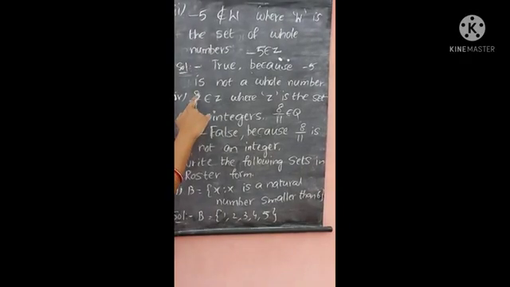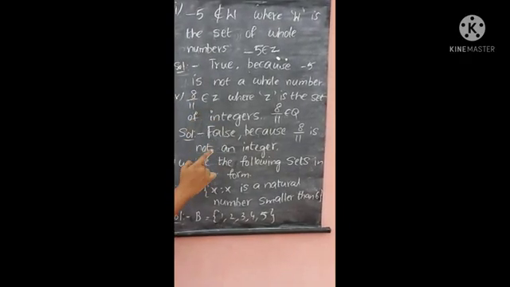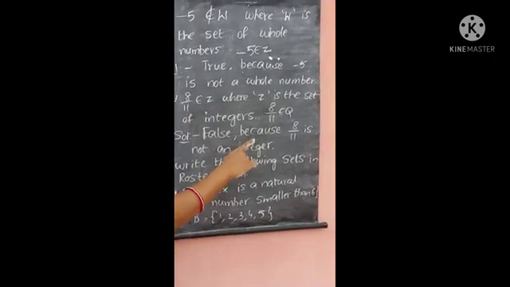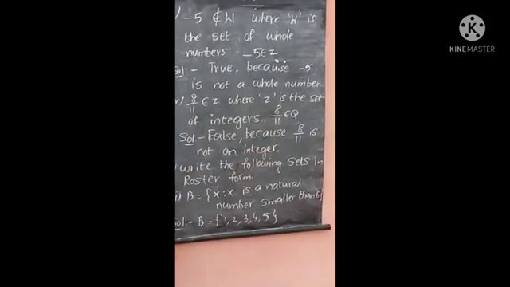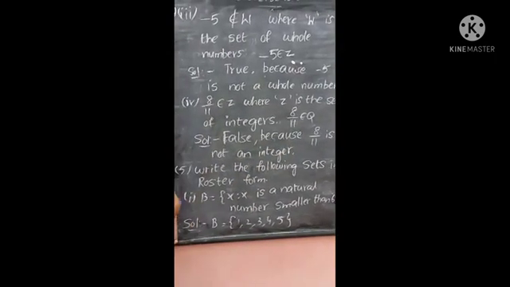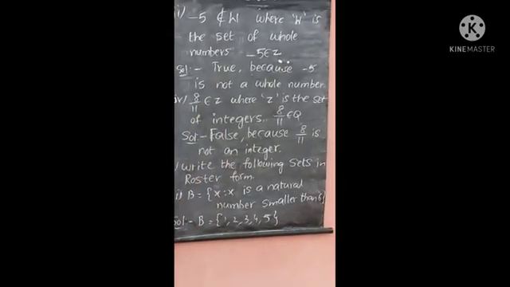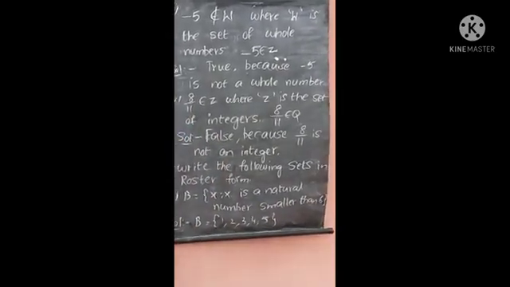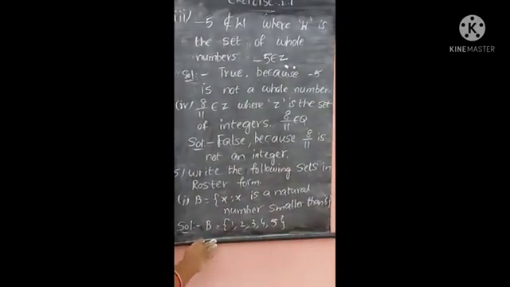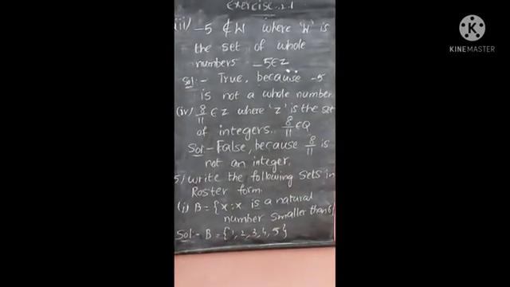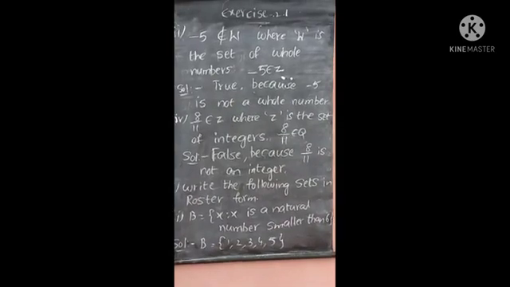But the given statement is 8 by 11 belongs to Z, which is false because 8 by 11 is not an integer. Z means integers only. So 8 by 11 is not an integer, so the given statement is false. So up to now we wrote only the given statements in symbols only.